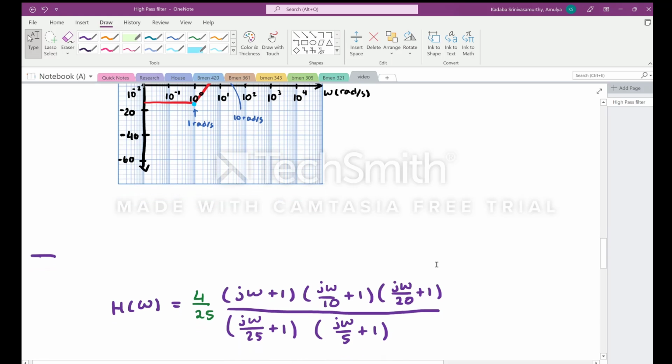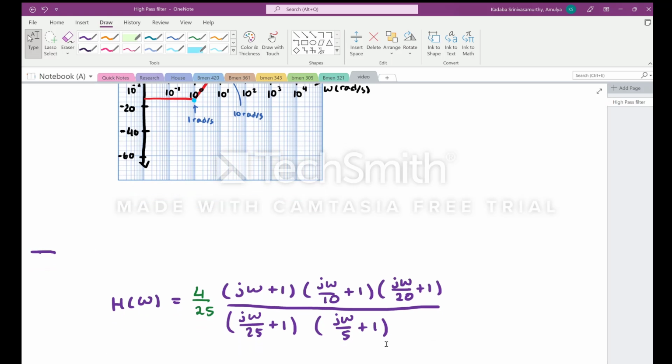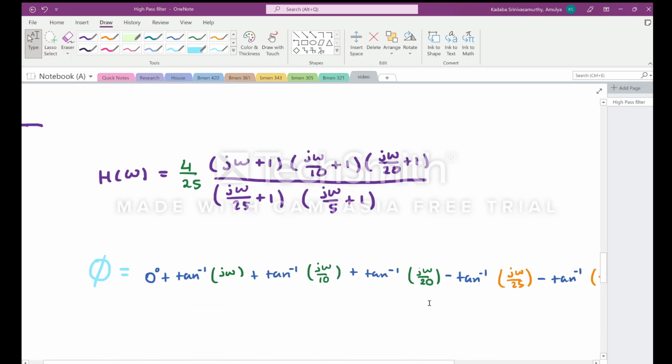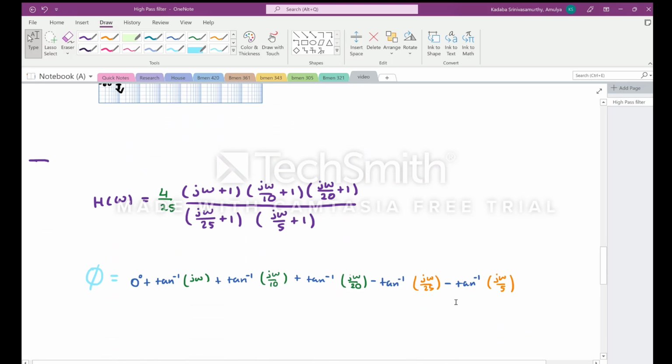Let's move on to the phase equation. Using the transfer function in the omega domain, we can write the phase equation by determining the angle of each term. The constant would have an angle of 0 degrees, and you would take the inverse tangent of the zeros and poles. However, similar to the magnitude equation, you would have to take care of the sign in front of the inverse tangent. For the zeros, the sign would be positive, and for the poles, the sign would be negative. Taking this into account, you would get the following phase equation.